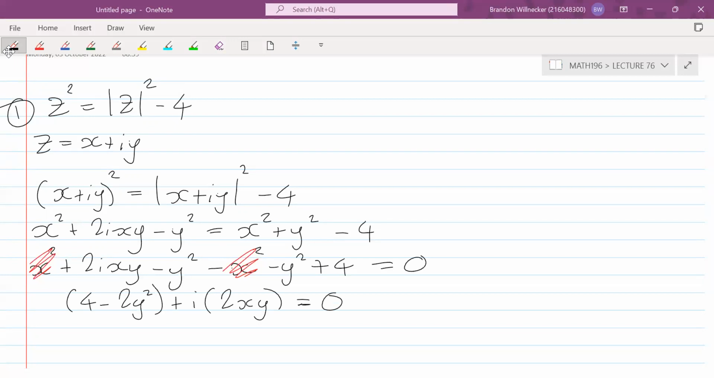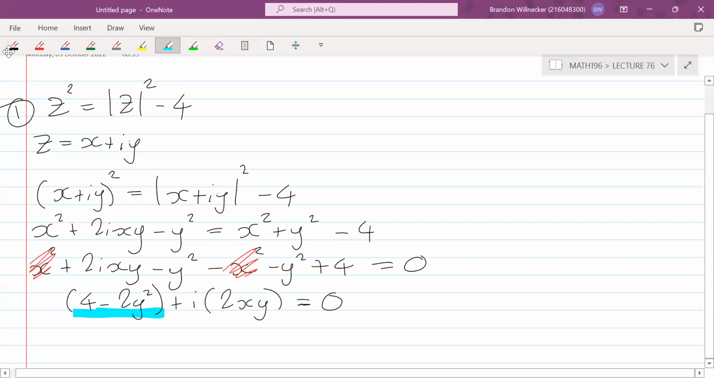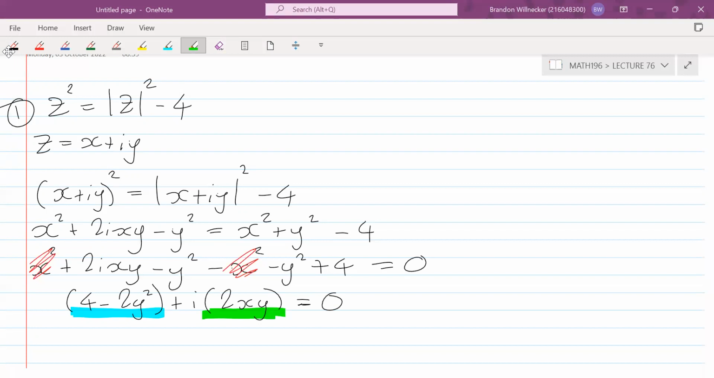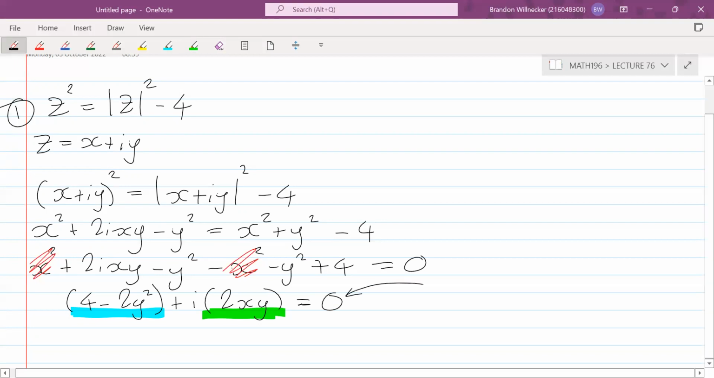Okay, because this result is a complex number. It's got a real part. Let's put that in blue. It's got an imaginary part. Let's put that in green. And we've got that is equal to 0. Now, the 0 on the right-hand side is not the 0 from the real numbers. This is a complex 0. So a complex number 0.